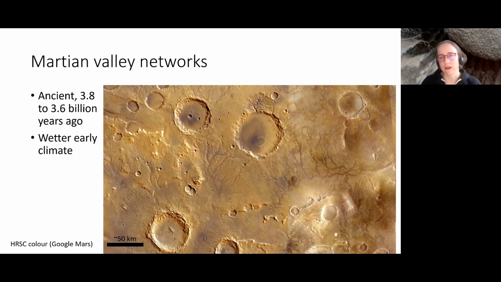And the fact that these networks are found everywhere on the surface at this age, as I'll show in the next slide, attests to a climate which must have been much wetter, which must have allowed precipitation and distributed water sources. Otherwise, we wouldn't have this network that fills up all the space on the surface.